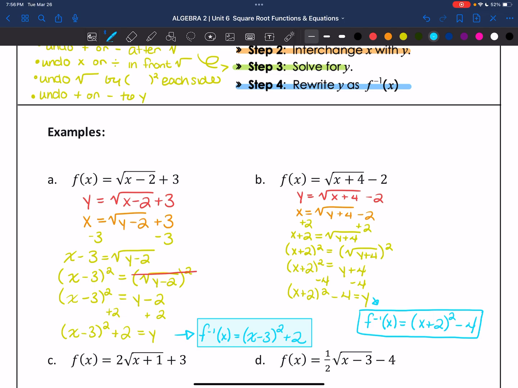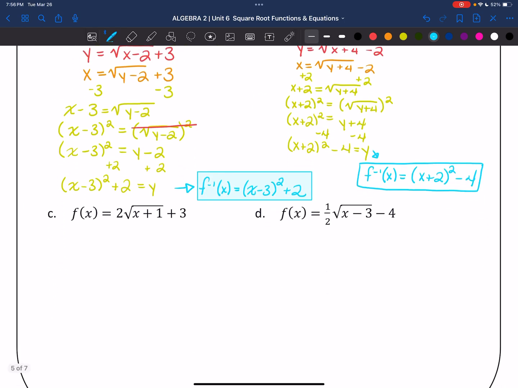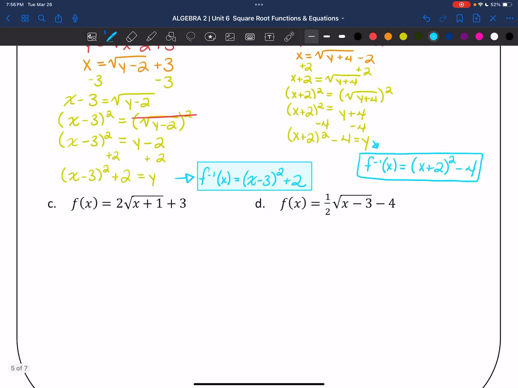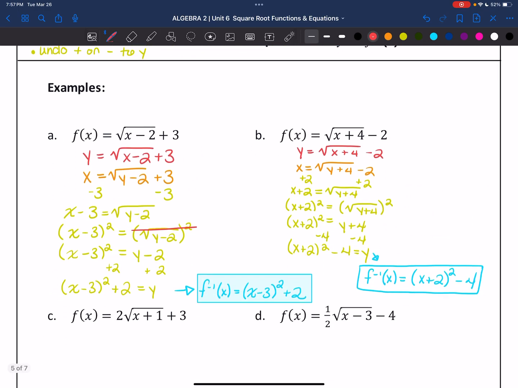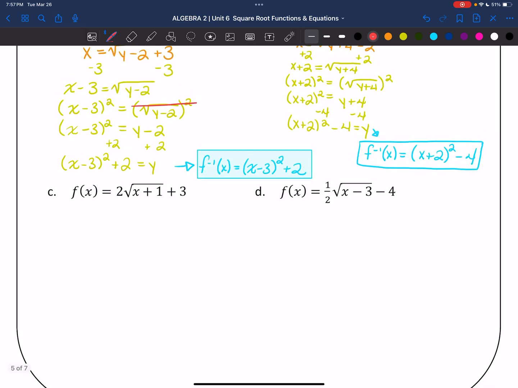All right, let's see about another couple examples here. These are going to ask us to do a little bit more work in order to solve, and so I want to show you guys how we'll do that. But again, they start the same. That red step, replace f of x with y. Then interchange the x and y.